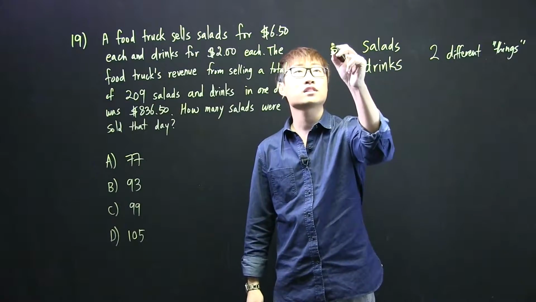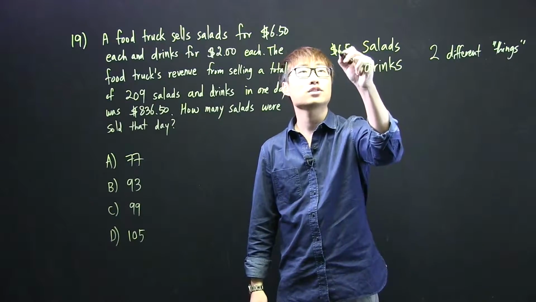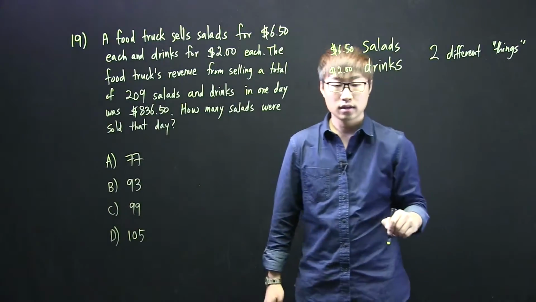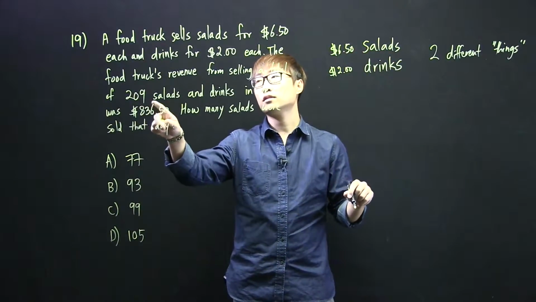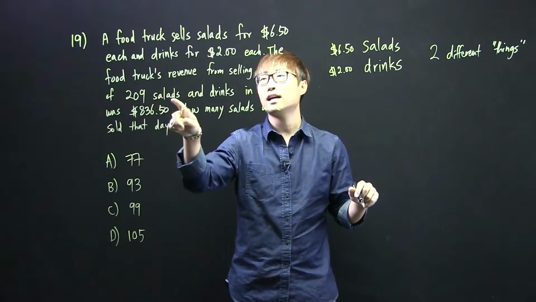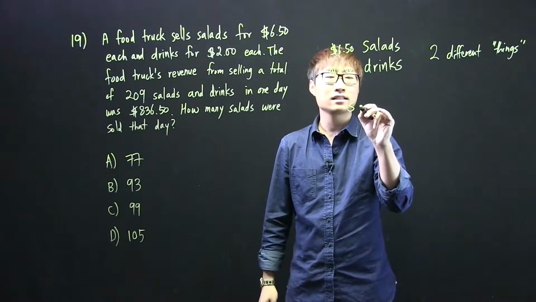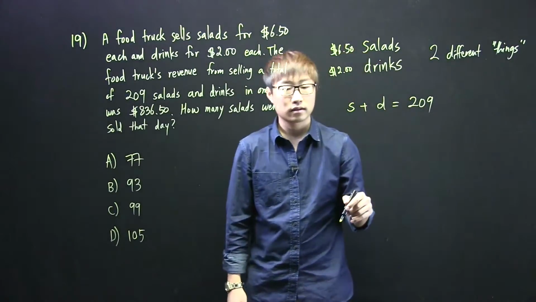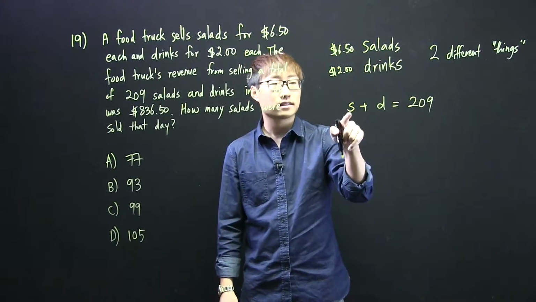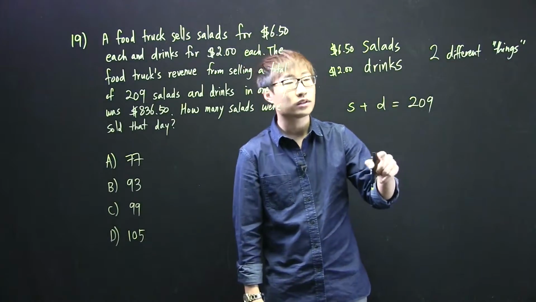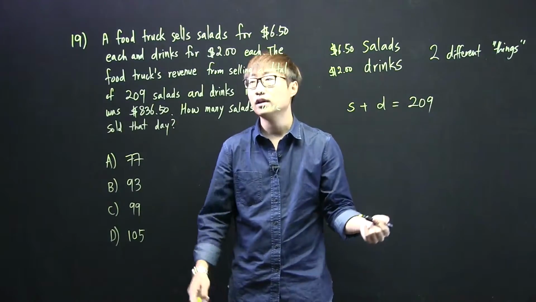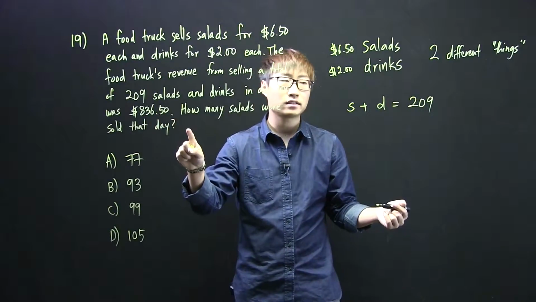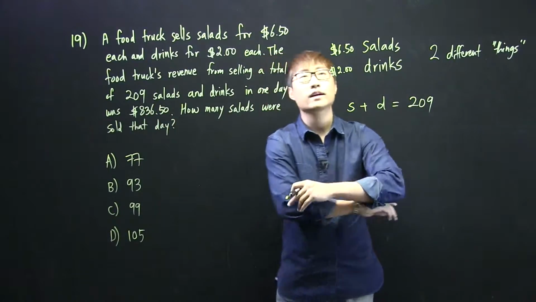Salads were sold for $6.50 each, and drinks were sold for $2 each, and there was a total of 209 salads and drinks. So I can say salad plus drink was 209, right? Saying that S is the number of salads sold and D is the number of drinks sold. And then I also got $836.50 for the total. Now, how would I write that?